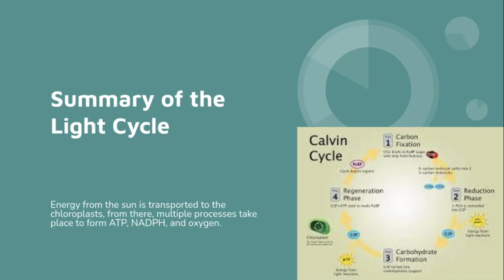So, in summary, the light cycle part of photosynthesis is the part where light comes into the cell, and multiple processes from that light form ATP, NADPH, and oxygen. Because of that, it is dependent on light, which is also why it's called the light-dependent cycle.